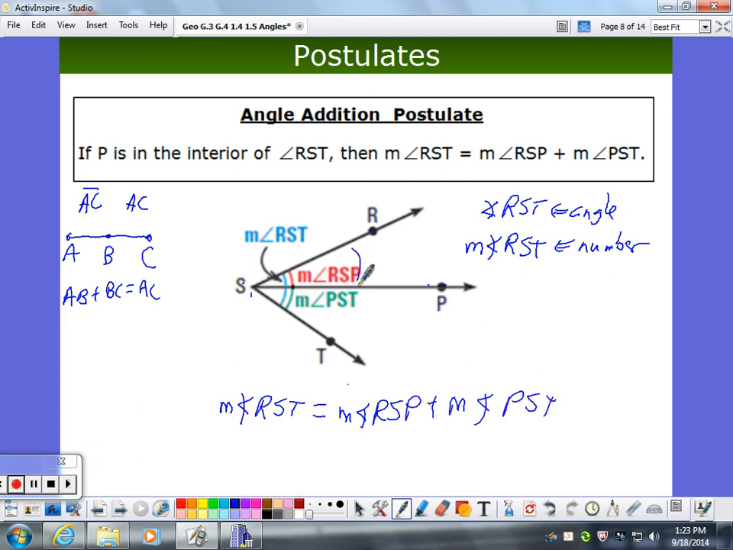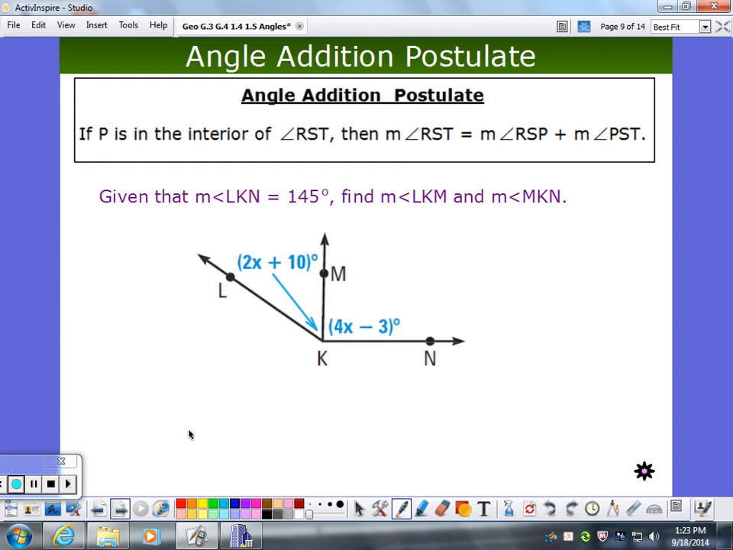So you add this piece and you add this piece, you get the whole piece. That's all the angle addition postulate says. So looking at an example of the angle addition postulate.